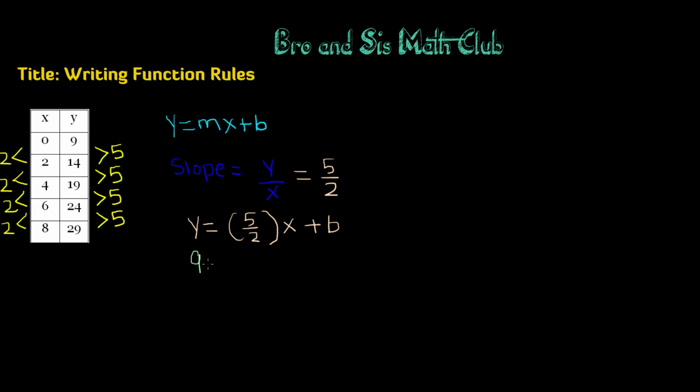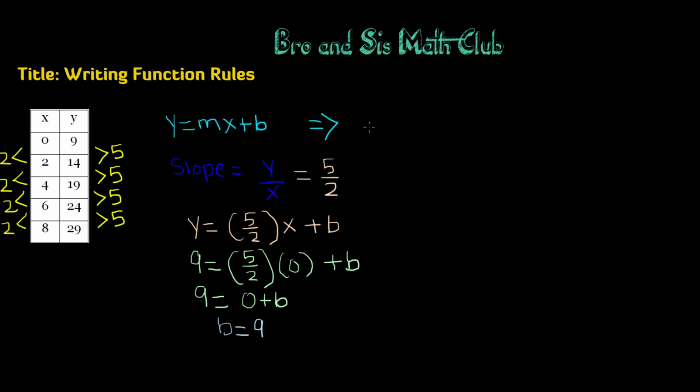So 9 would be the y, equals 5 halves times x, which is 0, plus b. And now we have to solve. So 9 equals 5 halves times 0, which is 0, plus b. And of course, we can't do anything to the 0, so it would be b equals 9. Therefore, the y-intercept value will be 9. Now let's go ahead and plug it in and come up with our rule. So the rule for this table of values would be y equals 5 halves x plus 9.